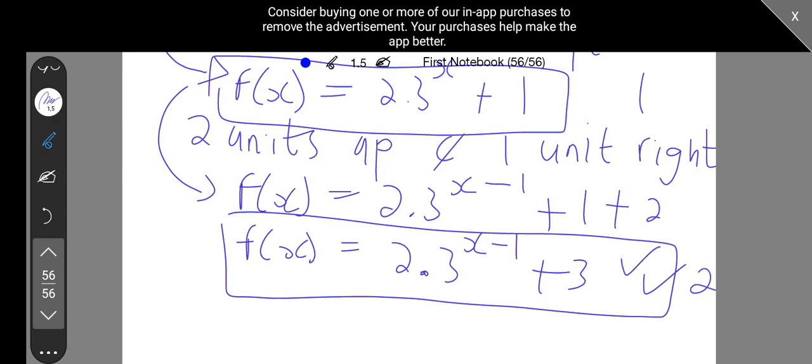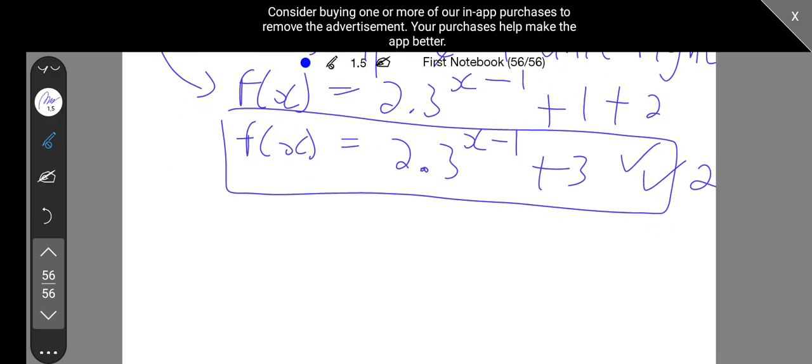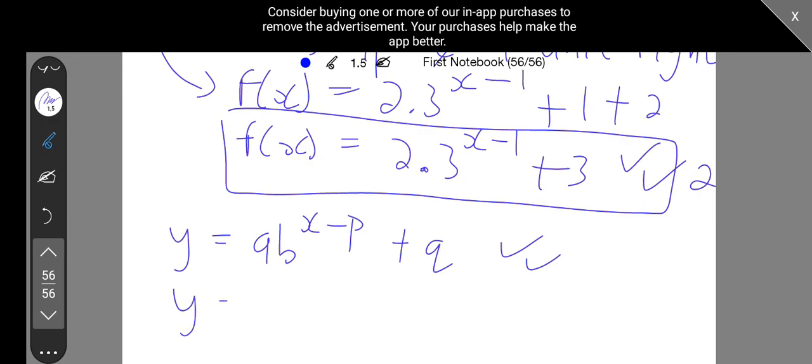So always, if you see a graph in the form of y = ab^(x − p) + q, just know that this graph has deviated or shifted from the mother graph, which is in the form y = ab^x + q. I hope it is clear. Make sure you're able to handle movement or transformation of graphs.